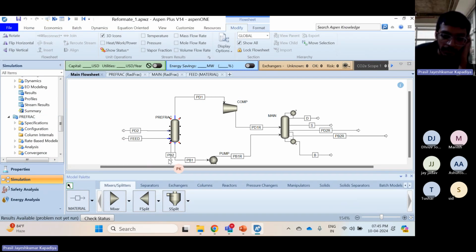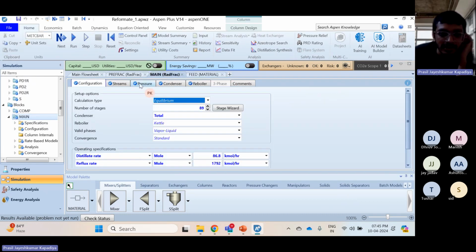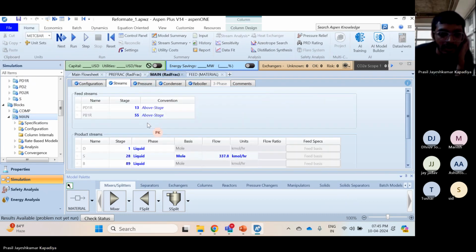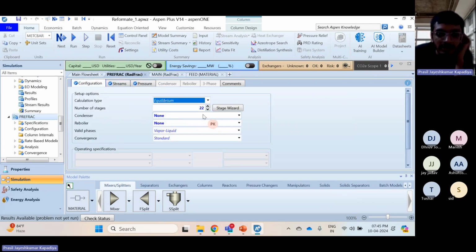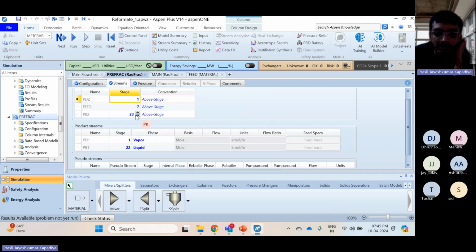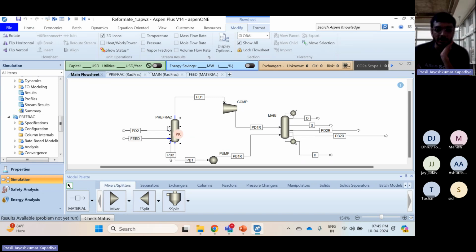So this is for PB2. PB2 is coming from the bottom and PD2 is adding from the top. That's why it is 1 and 23. Okay, so this part is clear. Now let's see first these two gases, for the PB2 and PD2 streams.